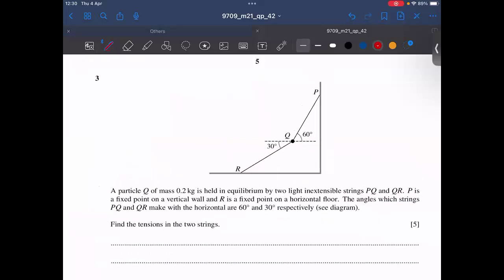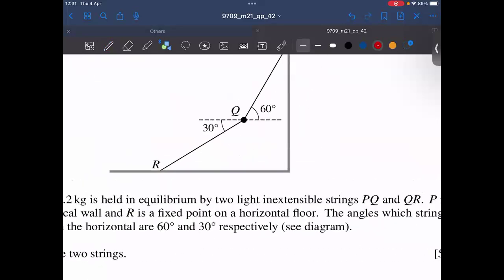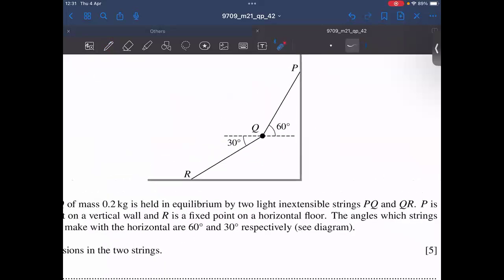Next, a particle Q of mass 0.2 kilograms is held in equilibrium by two light inextensible strings, PQ and QR. P is a fixed point on a vertical wall, and R is a fixed point on a horizontal floor. The angles which strings PQ and QR make with the horizontal are 60 and 30 degrees respectively. Find the tension in the two strings. So we are going to be looking at this particle Q, and with respect to particle Q, tension is going to be directed away from it.